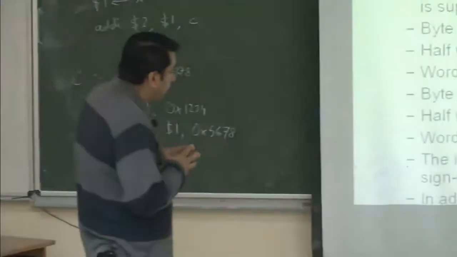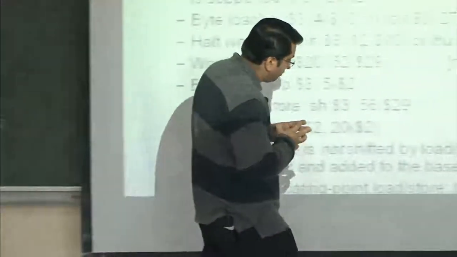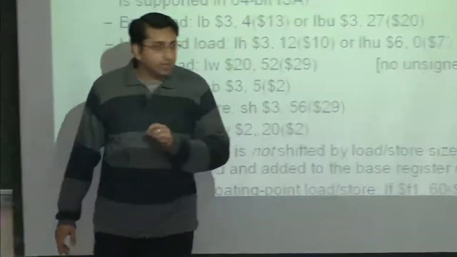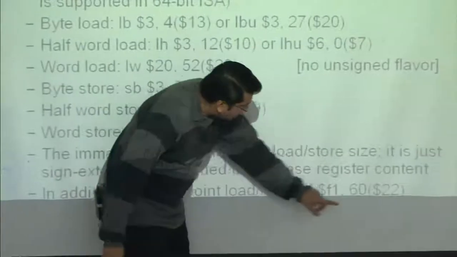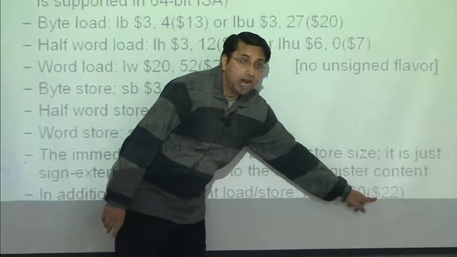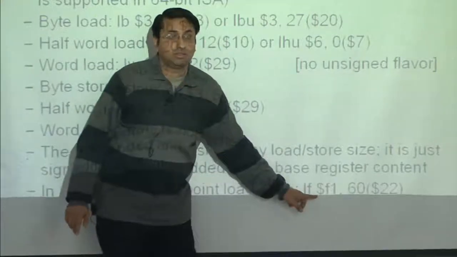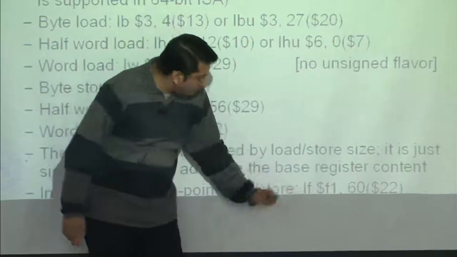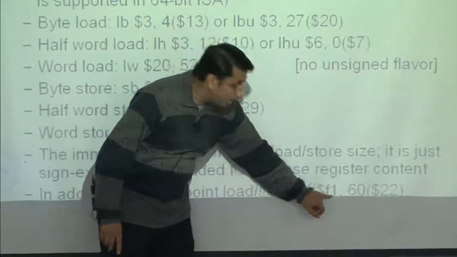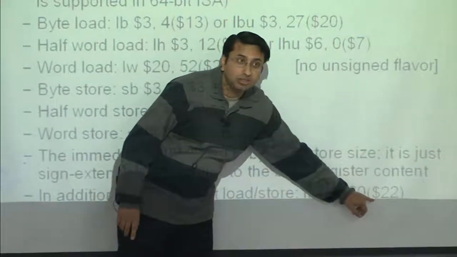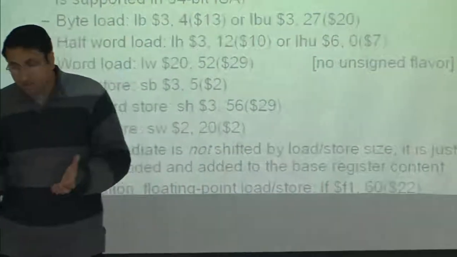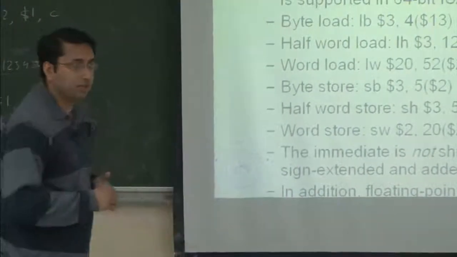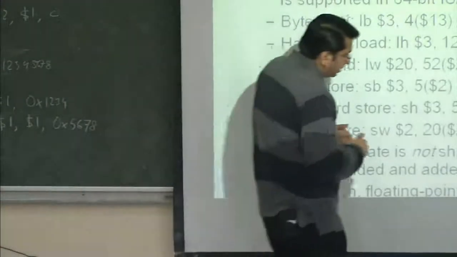In addition, you have floating point load store. For example, you have LF $F1, $60, $22. These instructions are a little notorious in the sense that they will have an integer register source for generating the address and a floating point register target. You can imagine a store floating point instruction would have a floating point register source and an integer register source. So these interface with both the integer pipeline and the floating point pipeline, so they are a little harder to implement. But otherwise they execute exactly in the same way.